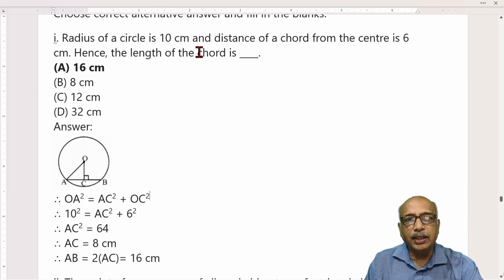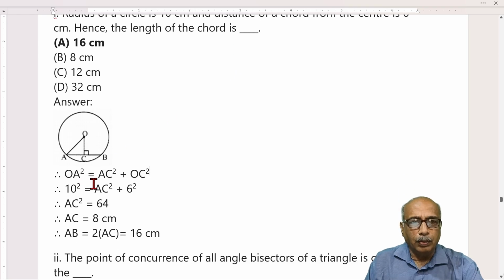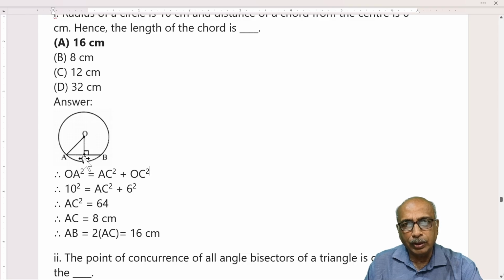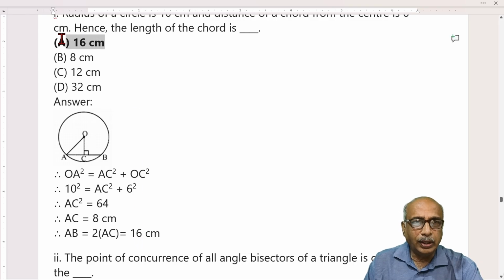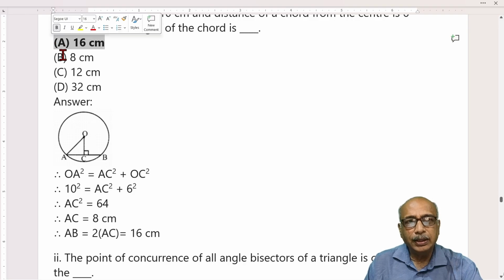Radius of a circle is 10 centimeter and distance of a chord from the center is 6 centimeter. Hence, the length of the chord is... here we have to apply the Pythagoras theorem with the information given here and you will get AC equals 8 centimeter. But AC is half of AB. A perpendicular drawn from the center to the chord bisects the given chord. So AB equals twice AC, so 16 centimeter. Answer.